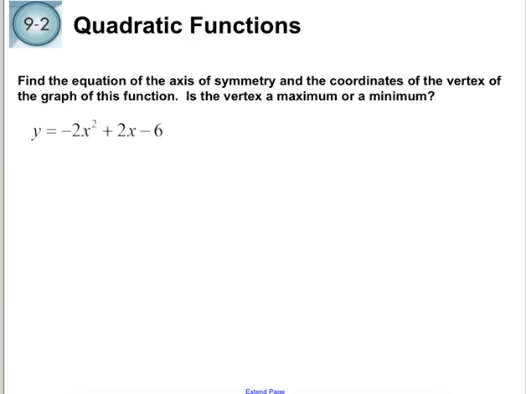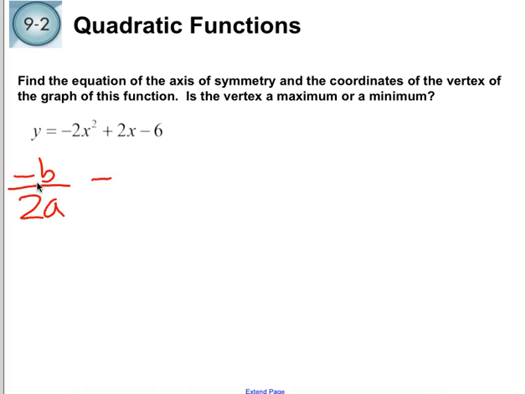Hey, algebra. So we have just two quick examples here that we're going to do together. This first one says, find an equation of the axis of symmetry and the coordinates of the vertex of the graph for this function. Is the vertex a minimum or a maximum? So hopefully by now you're thinking, how do I find the vertex? And your brain should be like, oh, negative b over 2a. That is your friend.